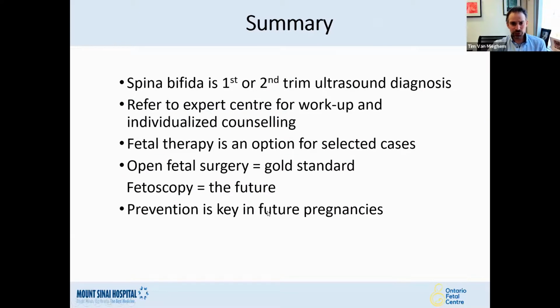So in summary, to round all of this up, and you've got the more extensive description of what we counsel about in the article, we tell our patients that spina bifida is still a second trimester diagnosis at current. There is certainly promise for the first trimester. Once spina bifida has been diagnosed, we recommend referral to an expert center for further workup and individualized counseling. Fetal therapy is an option for selected cases, and in our eyes, open fetal surgery is still the gold standard, but fetoscopy is probably what we're working towards. Prevention is key in future pregnancies, and we really stress that a lot. Thank you very much.